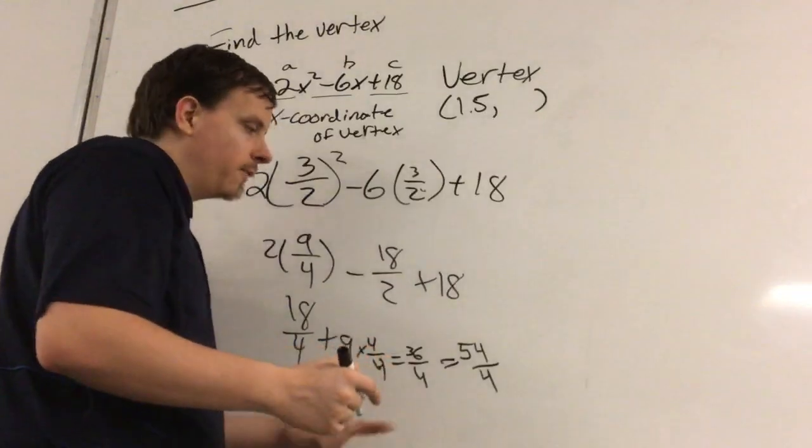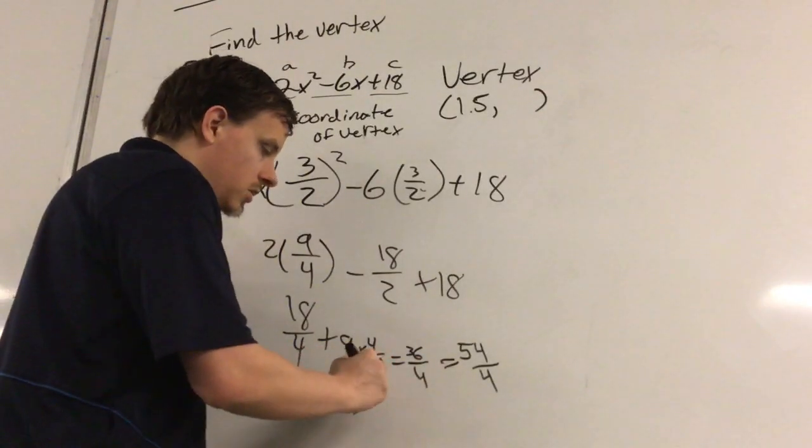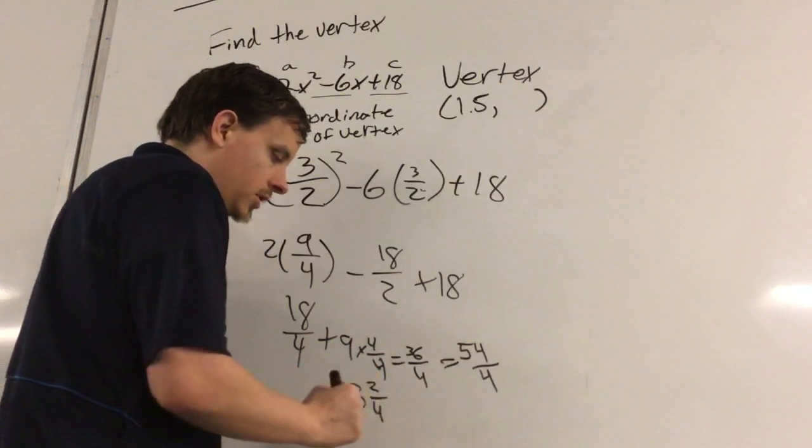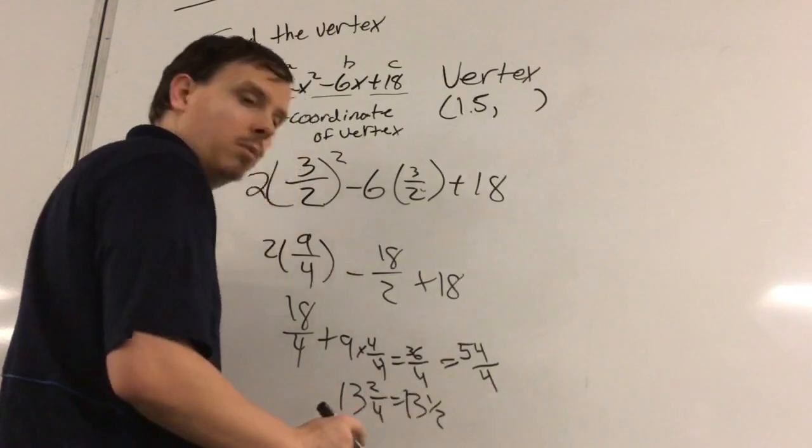Then we're just reducing. 4 goes into 54 13 times, with 2 left over. 13 and 2/4, or 13 and a half would then be my answer.